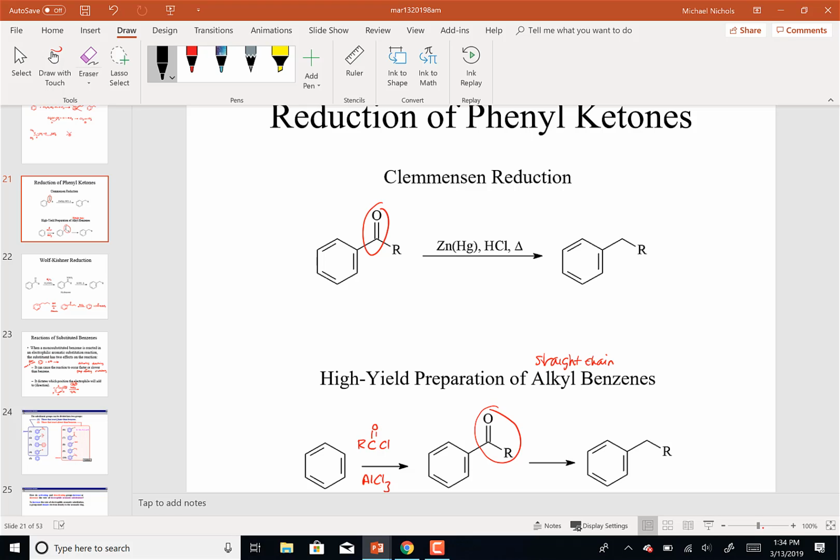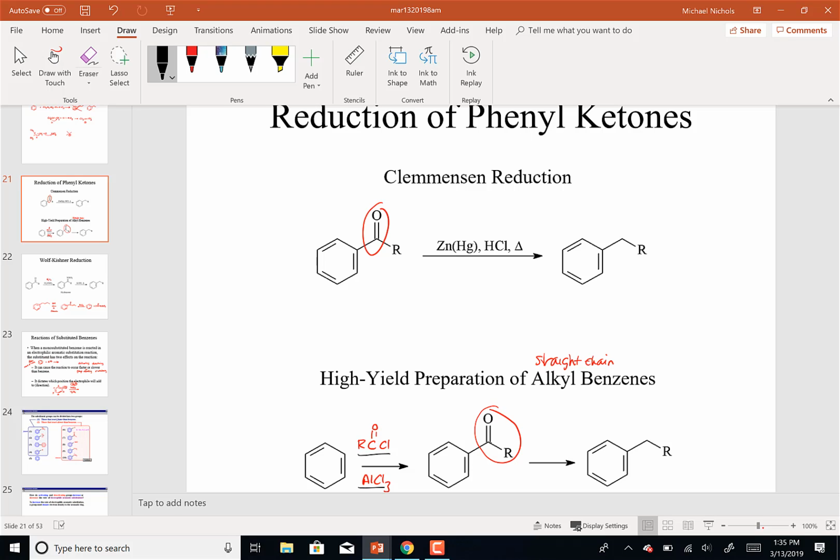If I want to add a straight chained alkyl group to the ring, three carbons or greater, what I need to do is first do a Friedel-Crafts acylation. Take the acid chloride and the aluminum trichloride, add the acyl group, and make the phenyl ketone. Once I make the phenyl ketone, I need a reducing reagent. When we think of typical reducing reagents like lithium aluminum hydride or hydrogen gas, maybe with Raney nickel, I'm going to end up with an OH group. I don't want that. I actually want to get rid of the entire carbonyl group.